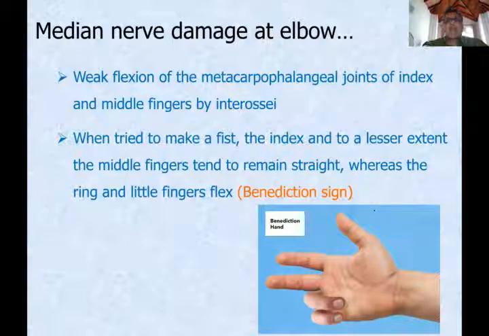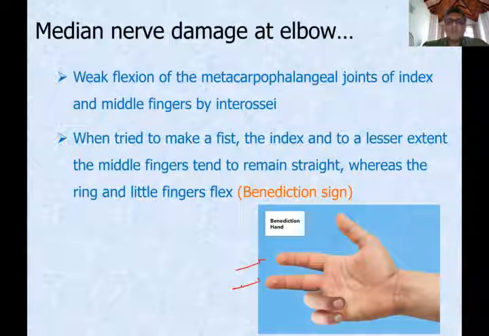Then when you ask the person to make a fist, the index and the middle fingers remain straight. As you can see here, they remain straight. Whereas the ring finger and little finger easily flex because of the tendons coming from the ulnar nerve supply half. And this sign is called benediction sign.